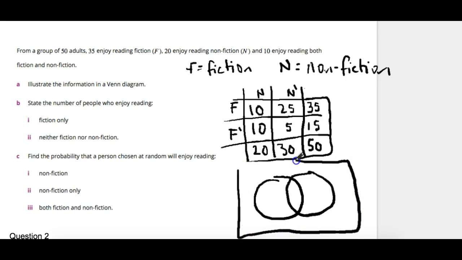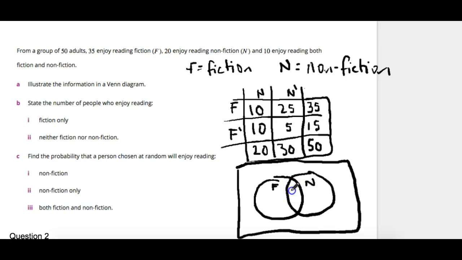Much better at drawing straight lines and circles. Okay, so this one will be N. Actually, we'll do F first since F's just mentioned first. Okay, it doesn't really matter if you had it the other way around. Okay, so remember our intersection is both of them.